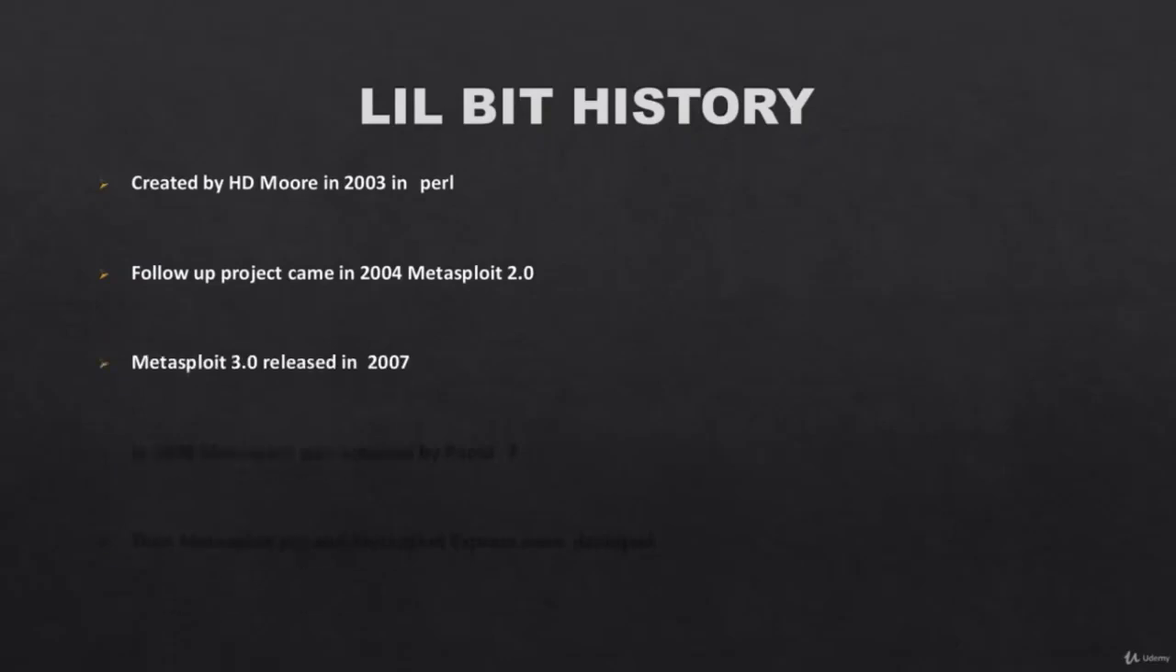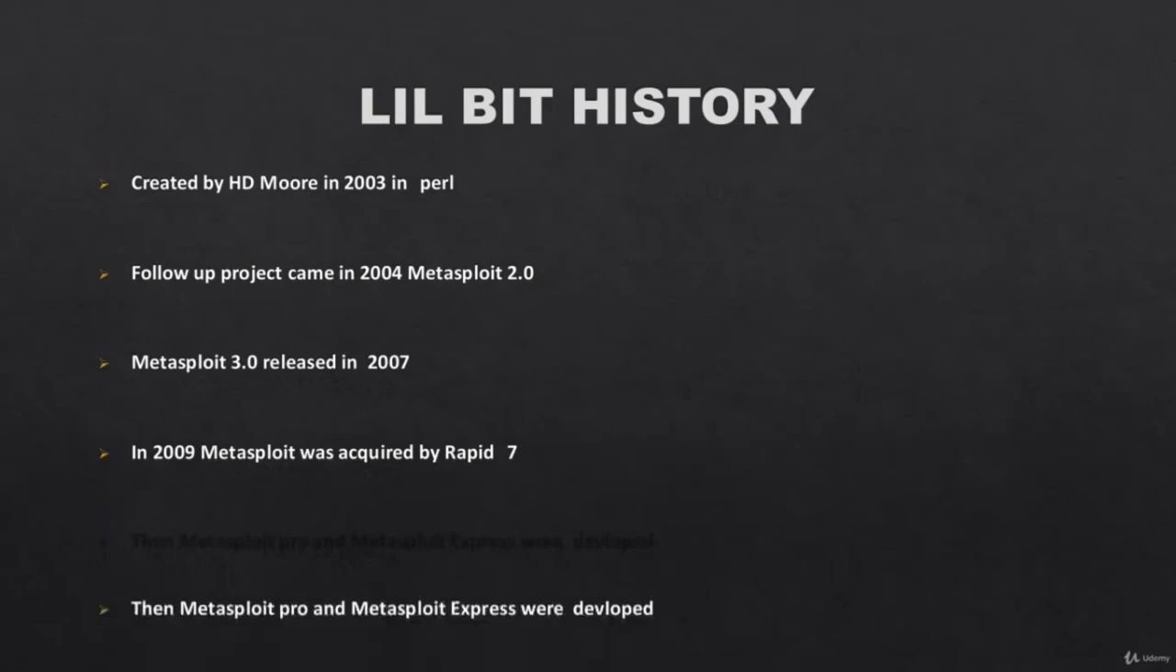Now, let's quickly go through the history of Metasploit framework. It was first created by H.D. Moore in 2003 in Perl, and the follow-up project came in 2004, known as Metasploit 2.0. In 2007, Metasploit 3.0 was released, and in 2009, Metasploit was acquired by Rapid7. Then, Metasploit Pro and Metasploit Express were developed.